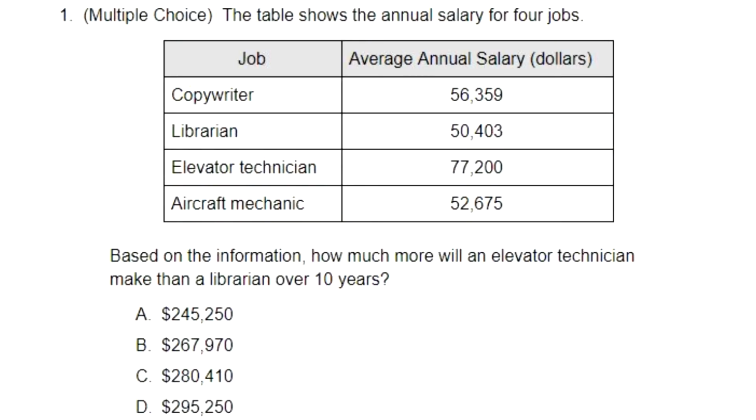Number 1 says, the table shows the annual salary for 4 jobs. There's a copywriter who makes $56,359 a year, a librarian who makes $50,403 a year, an elevator technician who makes $77,200 a year, and an aircraft mechanic who makes $52,675 a year. Based on the information, how much more will an elevator technician make than a librarian over 10 years? And we have some multiple choice options.